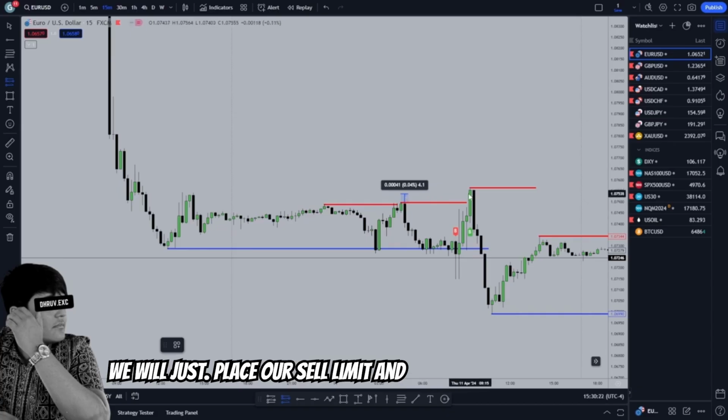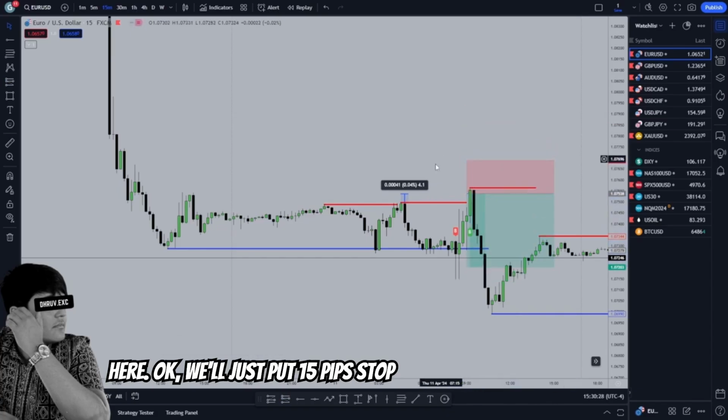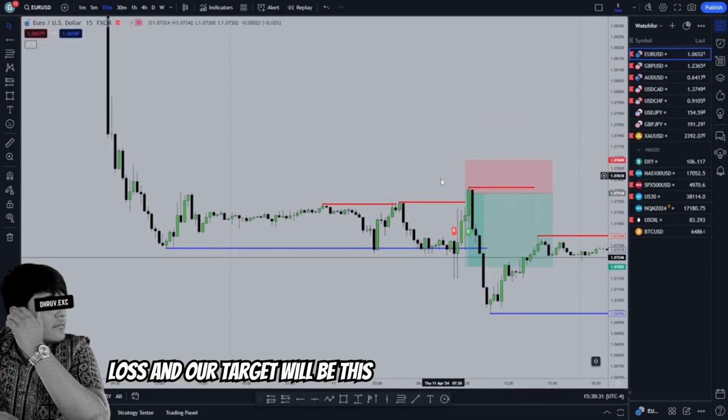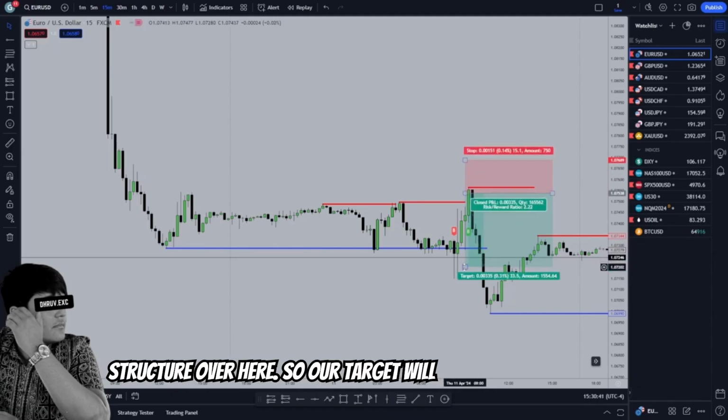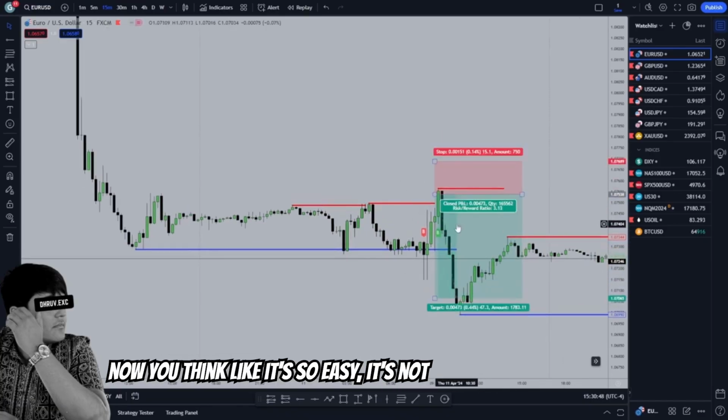Over there, we'll place our sell limit and put our stop loss about 15 pips above. Our target will be this structural low, or another blue line. Over here there's no blue line, but we can see that there is this structure, so our target will be this low like this, or you can target 1, 2, 3. This will be our setup. And now you think it's so easy.